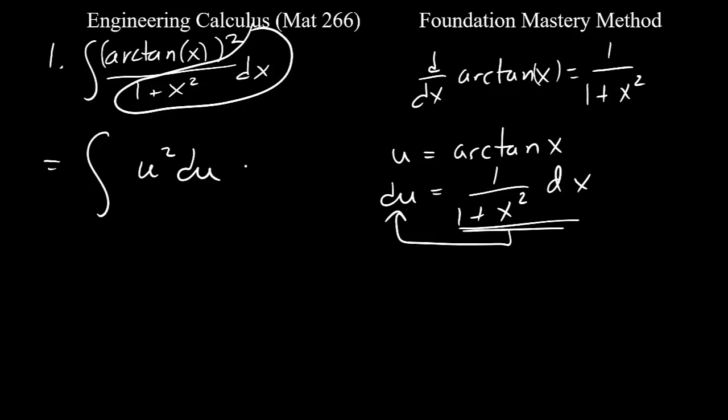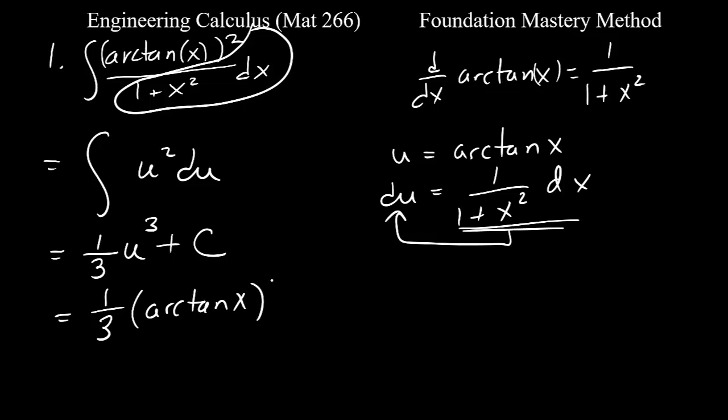So this problem is the same as integrating u squared du, which applying the power rule backwards will be 1/3 u cubed plus a constant of integration, and then finally we back substitute, and instead of writing u, we will write arctangent of x.